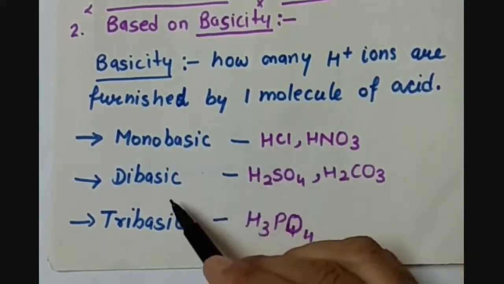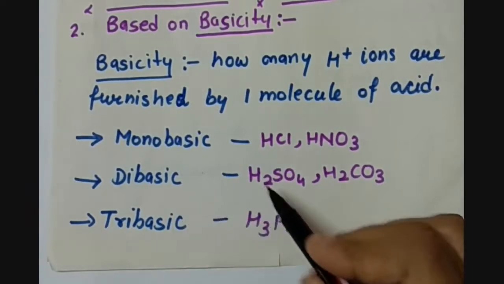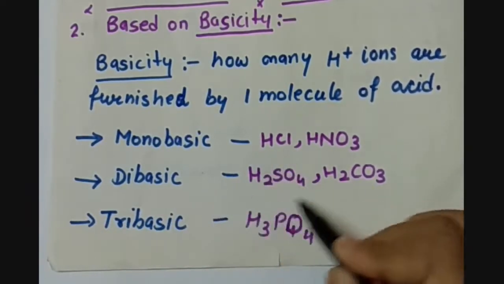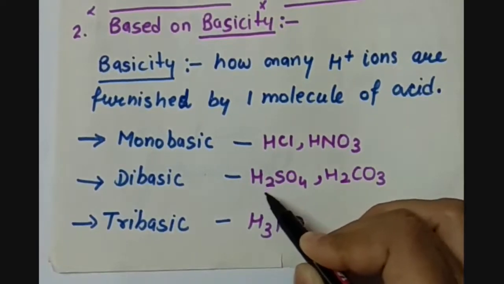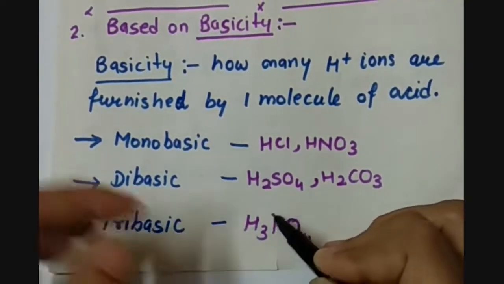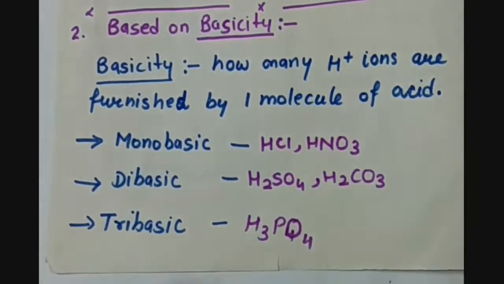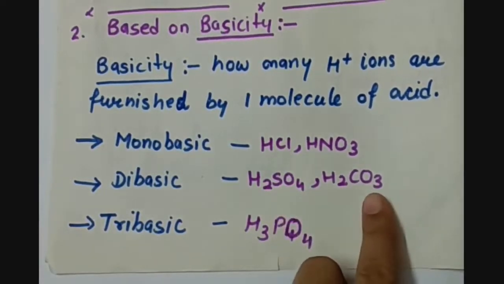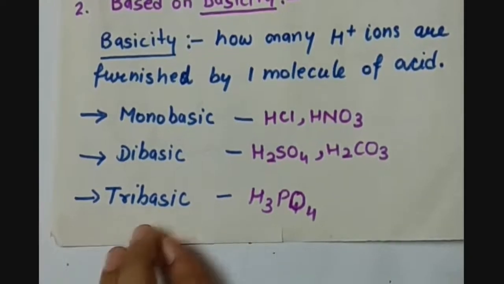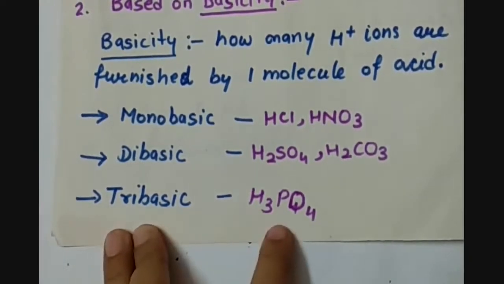Then we have dibasic acids, H2SO4. So here one molecule of sulfuric acid is having two hydrogen atoms. So that is why we will be having two hydrogen ions when it is dissolved in aqueous state. Same with H2CO3, that is carbonic acid. Then we have tribasic acid, that is H3PO4.